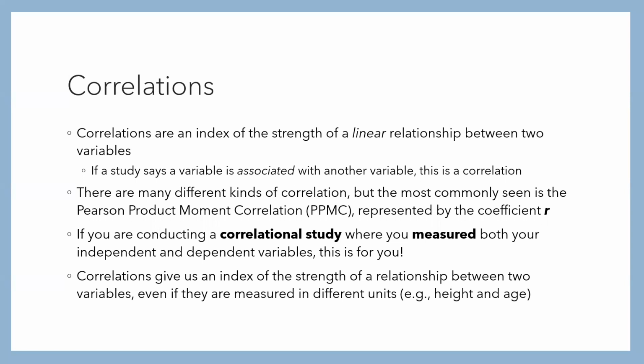So if you're conducting a correlational study where you measured both your independent variable and dependent variable, you will need to run a correlation between your variables. Correlations give us an index of the strength of a relationship between two variables, even if they are measured in different units. So for example, height and age.